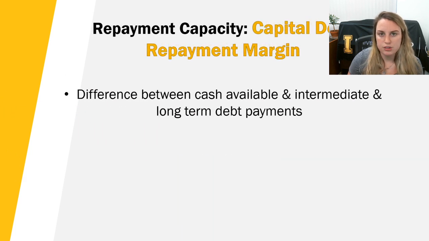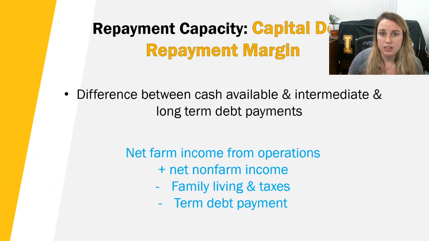So then there's capital debt repayment margin. It is the difference between cash available and intermediate and long-term debt payments. That is calculated by taking the net farm income from operations plus net non-farm income minus your family living and taxes and minus your term debt payment.